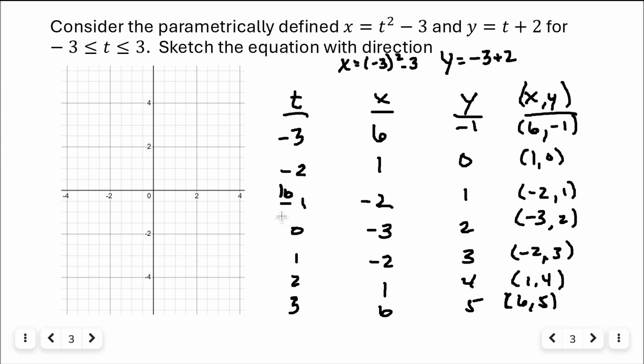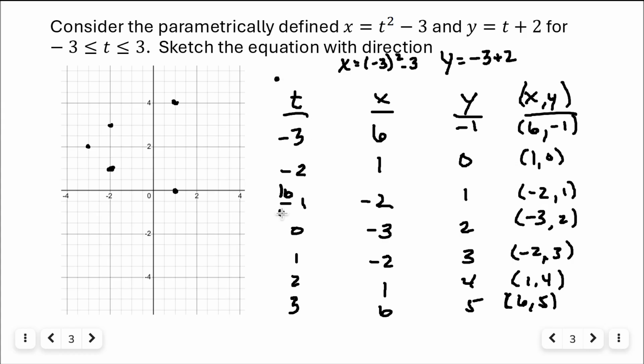So we got 6, down 1, put a point there, and then we have 1, 0. So right 1, and then -2, 1. There we go. And we have -3, 2, -3, up 2, -2, 3. We have 1, 4. And then we have 6, 5. So we have to go over 6 again, up 5.